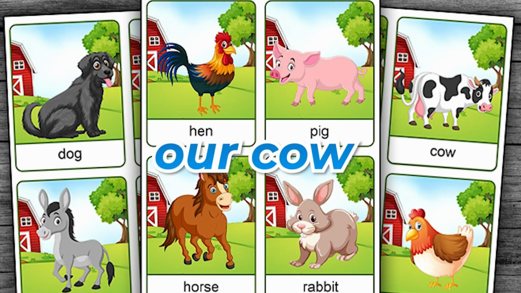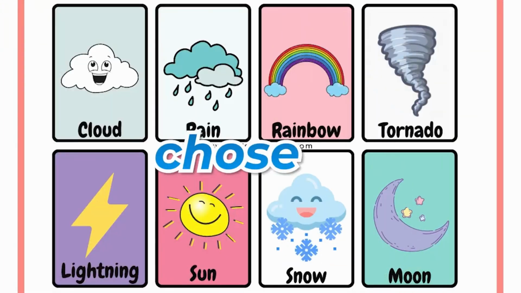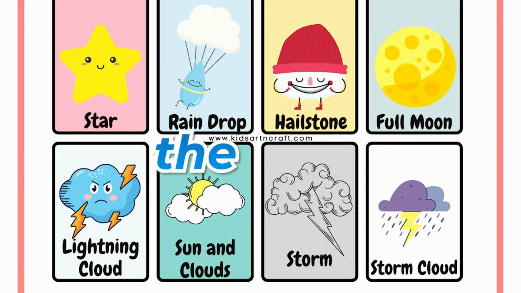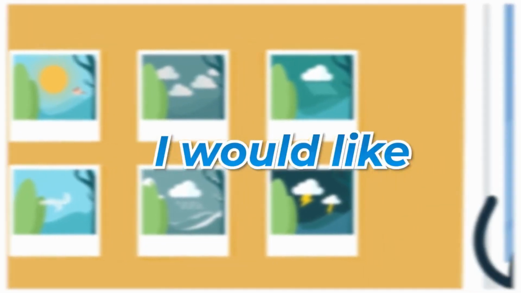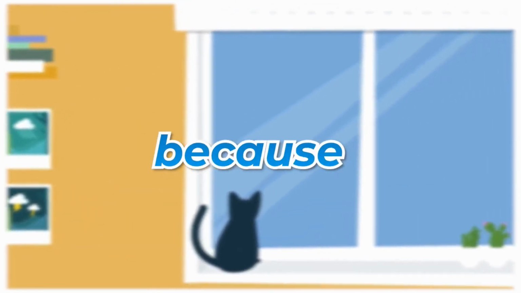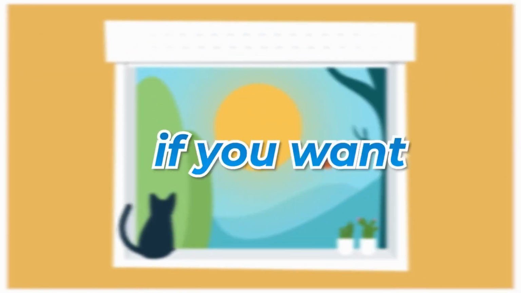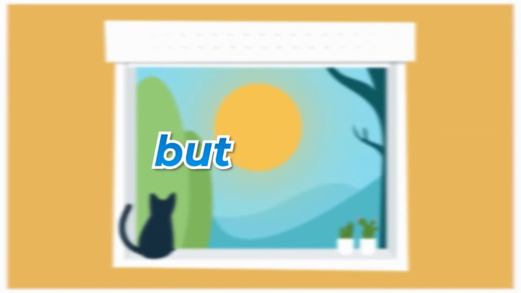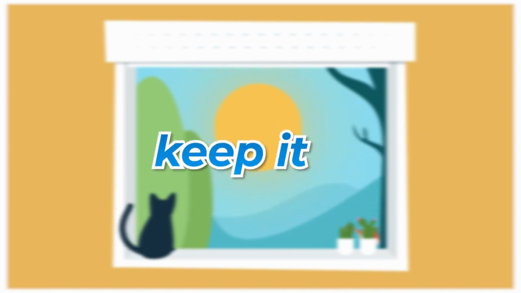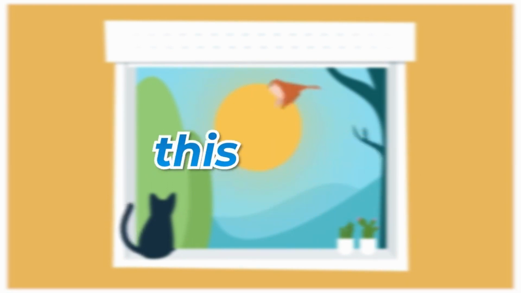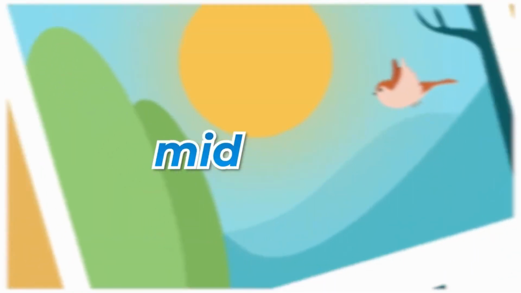So now that we have our cow, or whatever you chose, the only thing remaining now is the customization. In my case, I would like my design to be on a white background because I plan to remove the background later. If you want to put it on a colored background, I'll show you a template where you can keep it as is. So you can also download this as a PNG directly from Midjourney.